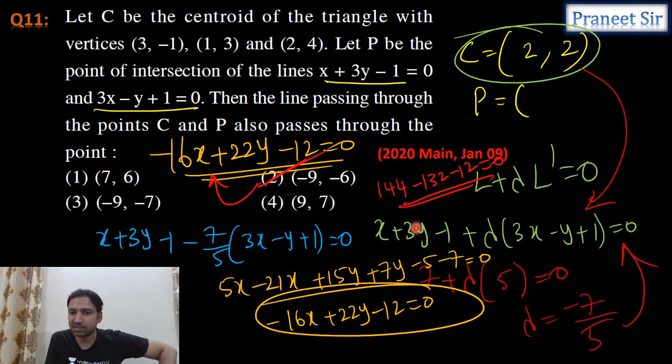When we substitute 2, 2 here, we are getting lambda value minus 7 by 5. When we substitute the lambda value here, we are getting the required line equation. And this line passes through which point? Substitute the following options. Second option is satisfying. So we can say that the second option is the answer. Guys, is it clear?